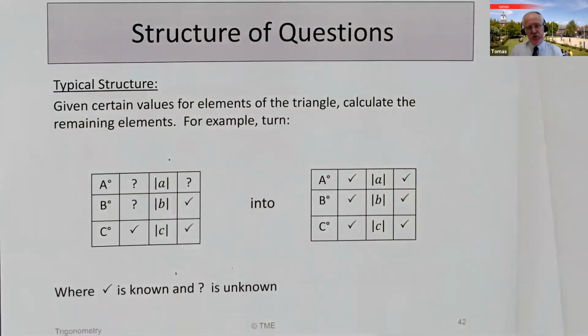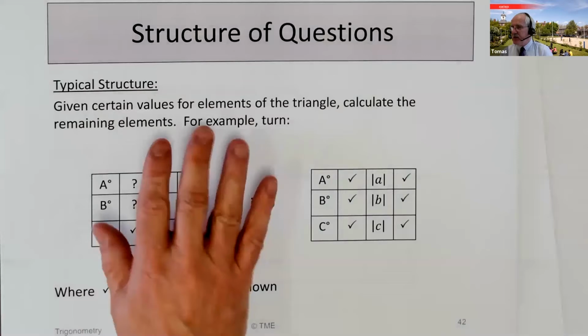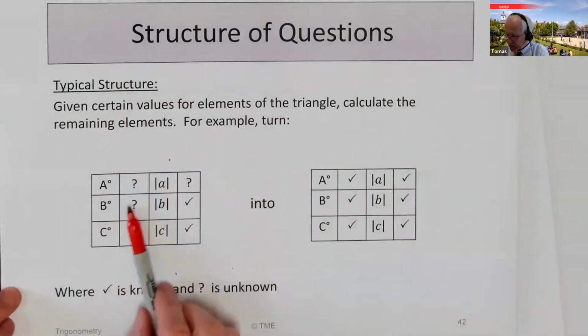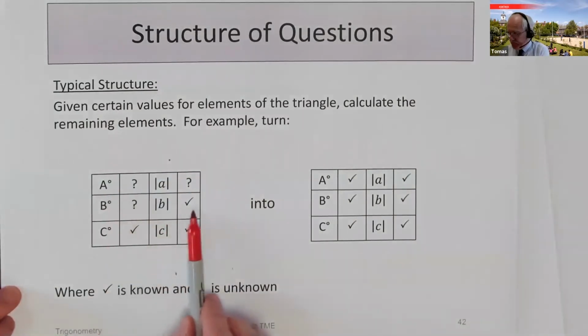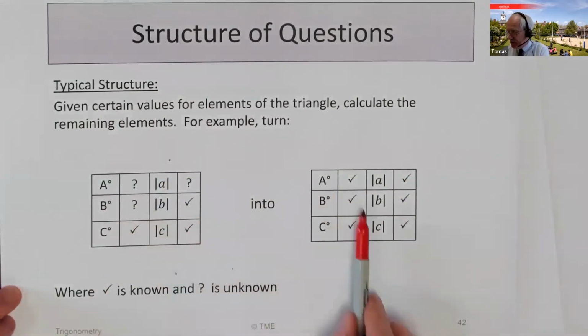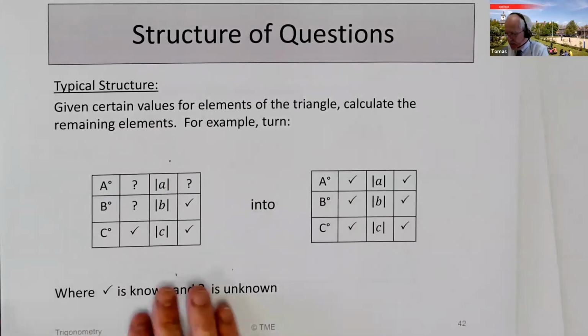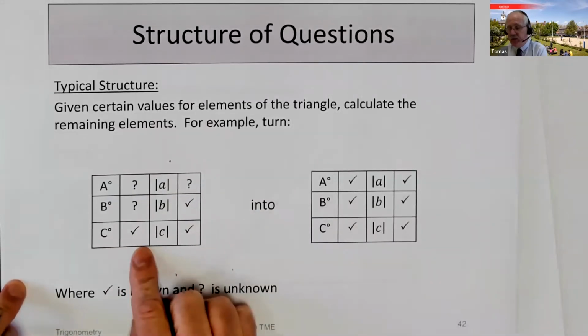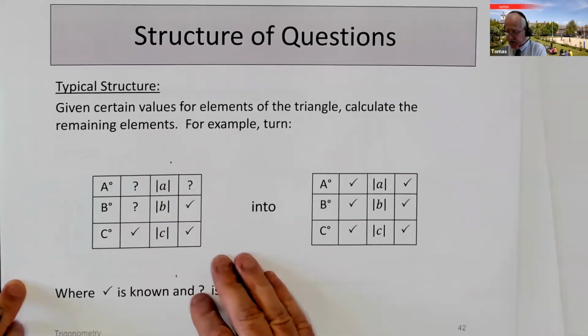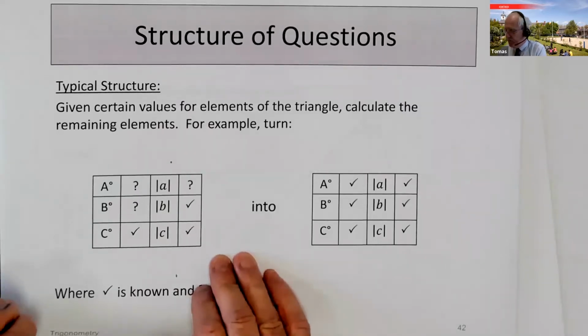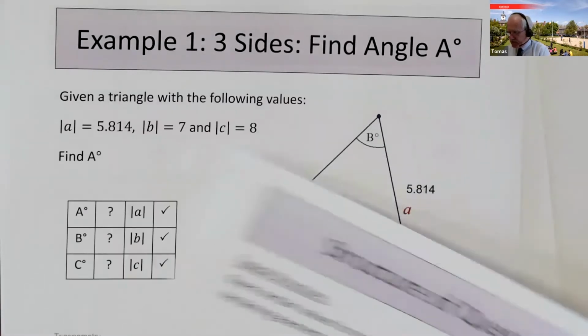So here's a typical structure of questions. You're given the question here and you might be given some angles and some sides, and you've got to turn it into knowing all the angles and all the sides. It's a bit like Sudoku. You know some of the numbers and you're filling them in. And if you solve the question that way, you can then read out the answers for the examiner. You just have to fill in the bits you don't know, step by step.